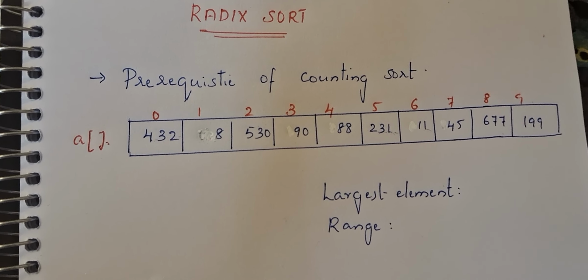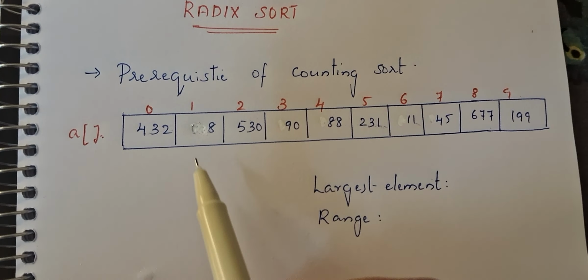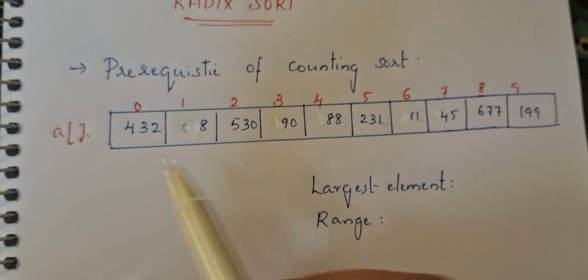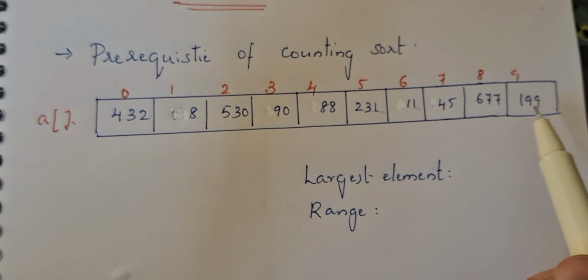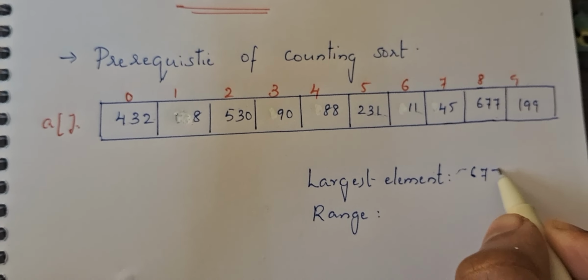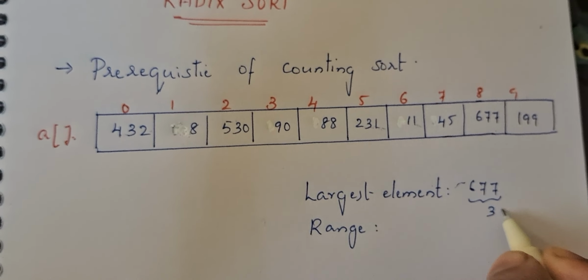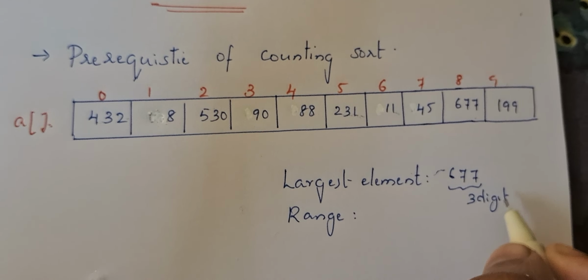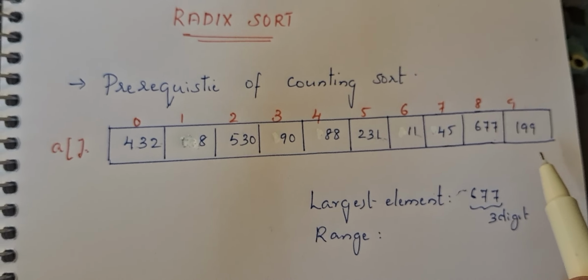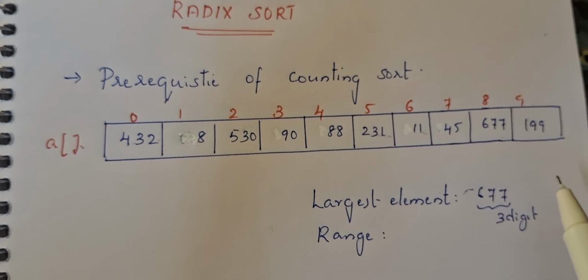Here you can see the array elements are not in a proper range. 432 is there, 8 is there, 530 is there, 90, 88 and so on. In these elements, 677 is the largest element, which is a 3-digit number. So in order to perform sorting by using Radix sort, you need to perform 3 passes. You need to perform 3 counting sorts.